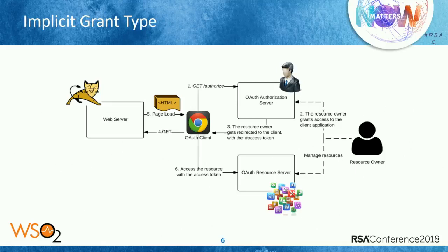So here what happens is the first two phases are combined together. You just redirect the user to the authorization server, and there's no intermediate code. You just get the access token directly from the authorization server, and after that the flow is the same. You use that access token to access the resource.